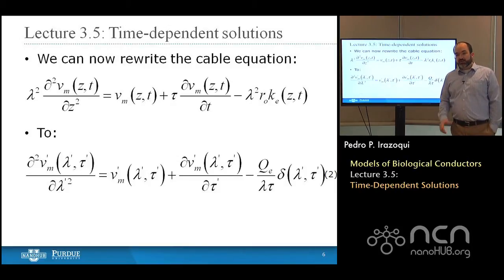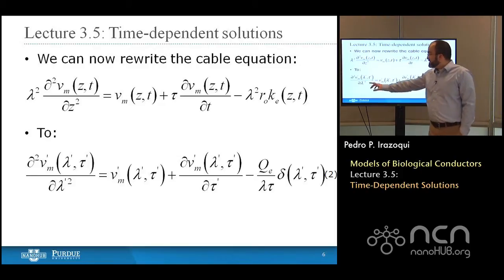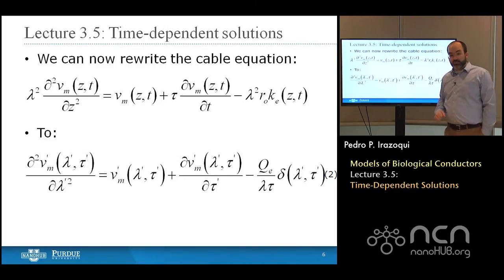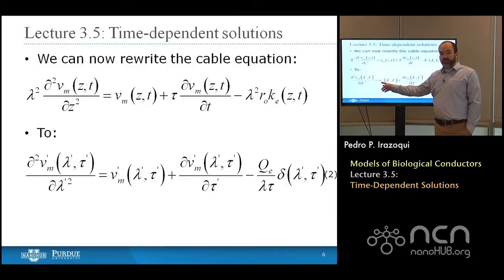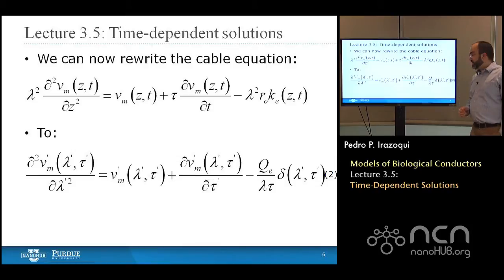Now we can rewrite the cable equation so that it takes into account these new values. So the cable equation that we had before can be rewritten as the second derivative of the membrane voltage, Vm prime, now, because it's a function of lambda prime and tau prime, with respect to lambda prime squared, is equal to Vm prime as a function of lambda prime and tau prime, plus the first derivative of Vm prime with respect to tau prime, minus Qe divided by lambda tau times the impulse function as a function of lambda prime and tau prime. And this is equation 2.